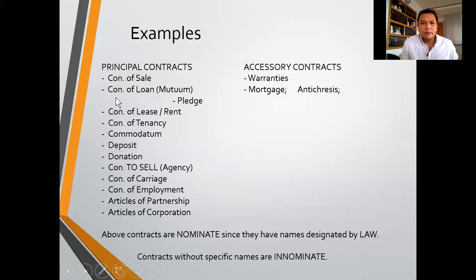Another example of a principal contract is a contract of loan. In Latin, loan is mutuum. So the accessory contracts of loan are mortgage or antichresis or pledge. So mortgage, these are security. Mortgage, antichresis or pledge, these are accessory contracts to secure the loan.